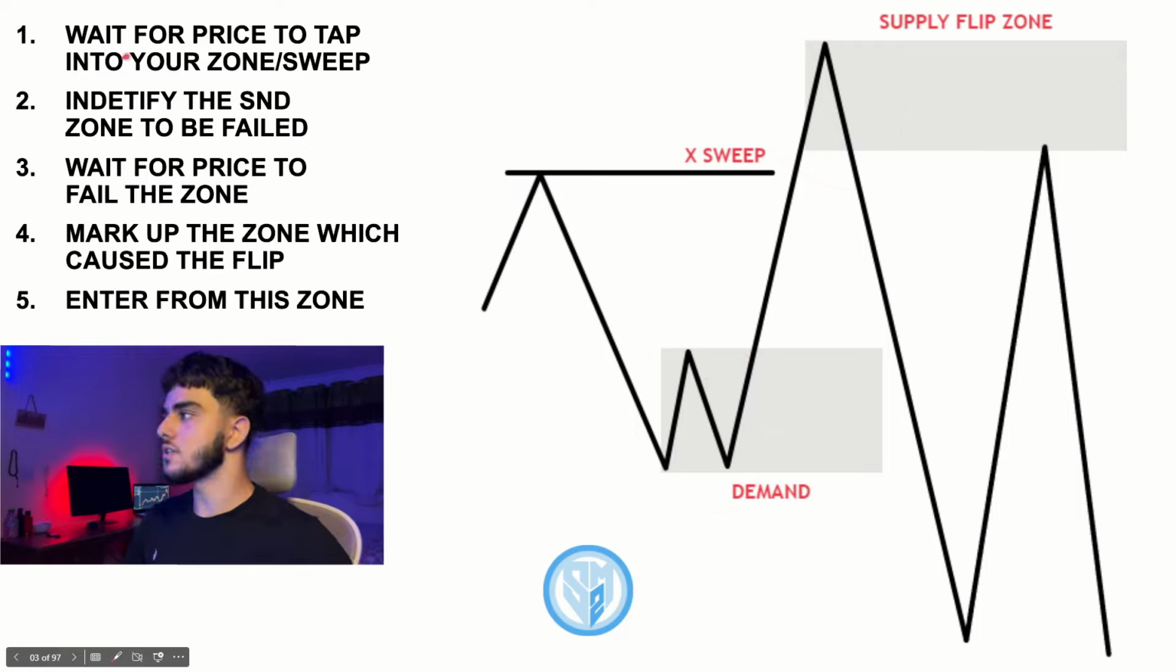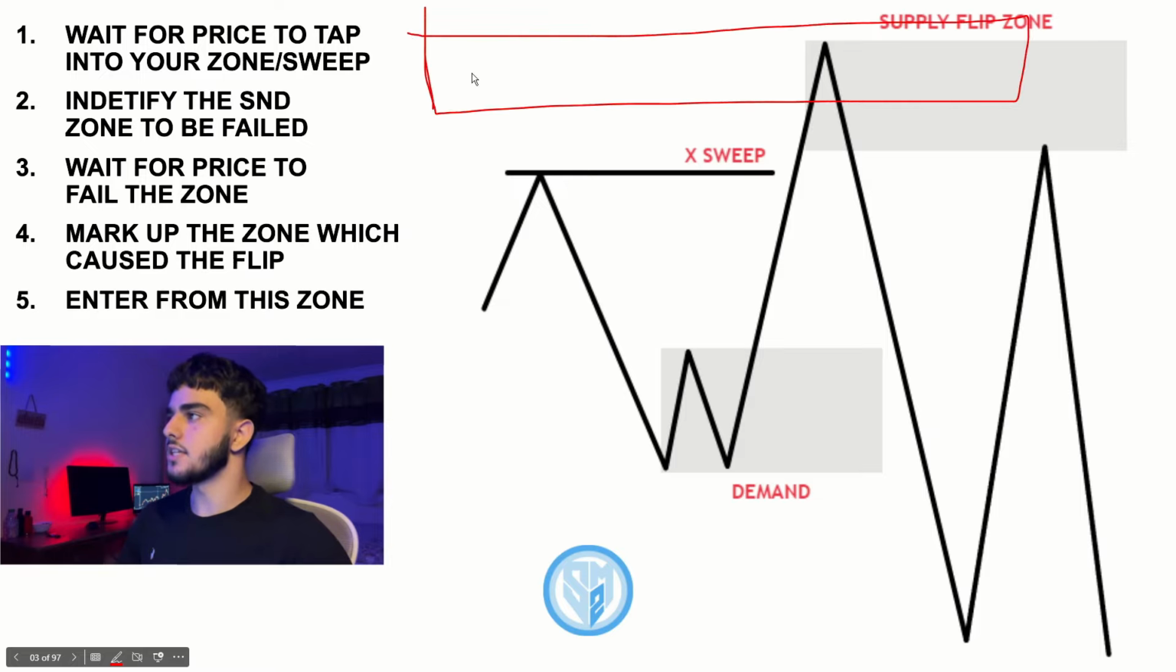The first thing is wait for price to tap into your higher time frame zone, or wait for a sweep, because usually when you're looking for a confirmed entry or just an entry, it will usually be based off of a higher time frame POI. So maybe you're looking at an overall supply zone, for example on the 1 hour. That might be your bias for this trade, hence why you'd be looking for a confirmation and a confirmed entry on the lower time frame.